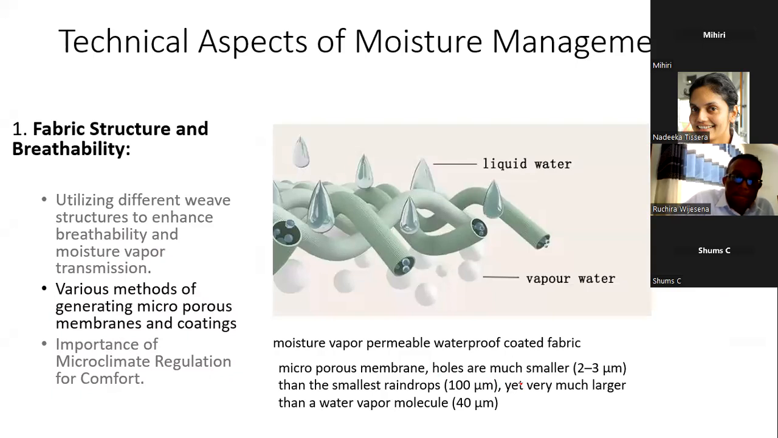So you said that the water droplets won't transfer through the fabric to the side of the body because the rain droplet will be like 100 micrometers. Yes. But is the fabric itself super hydrophobic?